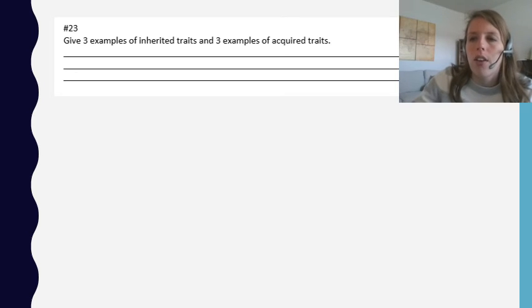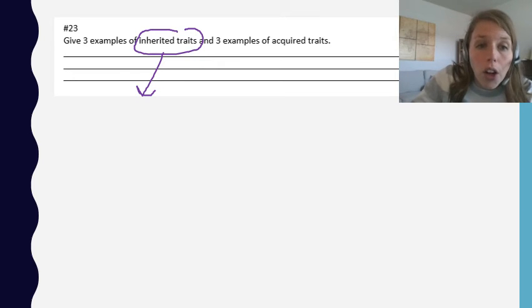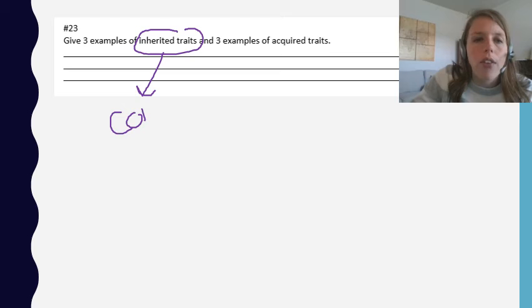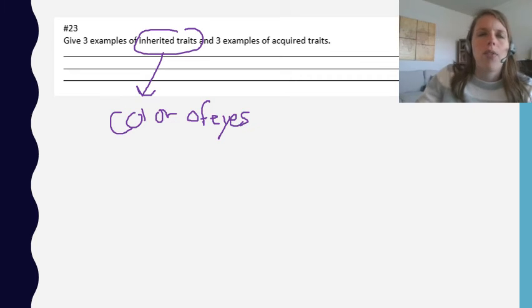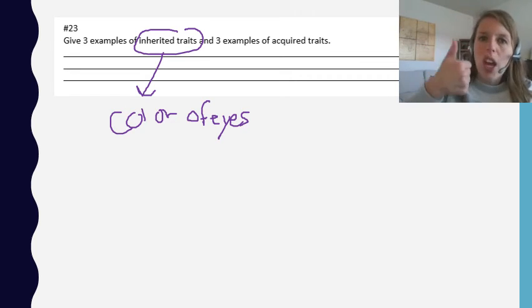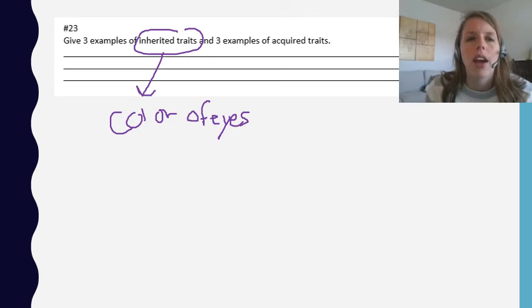Inherited traits are things that you get in your DNA from your biological mom and dad. So it would be your hair color, color of eyes, the size of your toes, the funny finger shapes you have, anything that's inherited, the way you look, or maybe a certain kind of condition you have that your parents also have. Anyway, those are inherited traits.